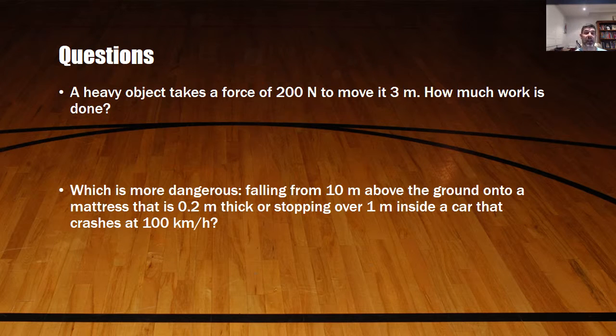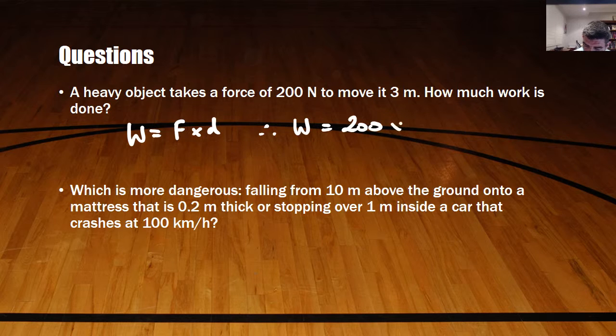So let's just finish with a couple of questions then to take us out of this topic. Firstly, if a heavy object takes a force of 200 newtons to move at 3 meters, how much work is done? Well, we know work now is equal to force times distance. So therefore, the work is equal to 200 newtons times 3 meters, which is going to be 600 joules. So the amount of work done is 600 joules.